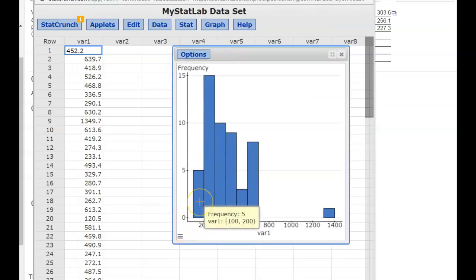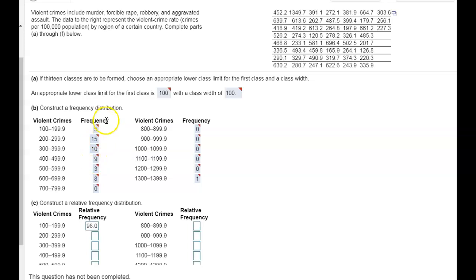You can see, notice there's 5 between 100 and 200. Between 200 and 300, there's 15. 10 between 300 and 400. And so then you can see how it matches up. So using the histogram is kind of another way to do it.